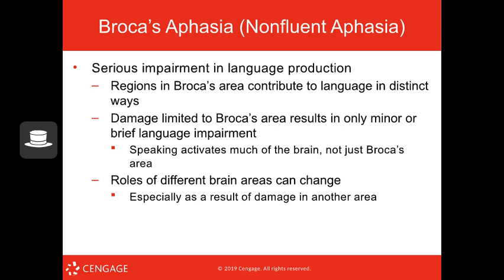Regions in Broca's area contribute to language in distinct ways, which we'll talk about more on the next slide. And just because your Broca's area is damaged doesn't necessarily mean that all language will be gone, because speaking activates a lot of areas of the brain, not just Broca's area. So you still have your somatosensory and motor cortices that are responsible for the coordination of the muscles in your mouth, right? Your tongue and all those fun things. Also, limited damage over time tends to get better because after damage, the brain starts to repair itself.